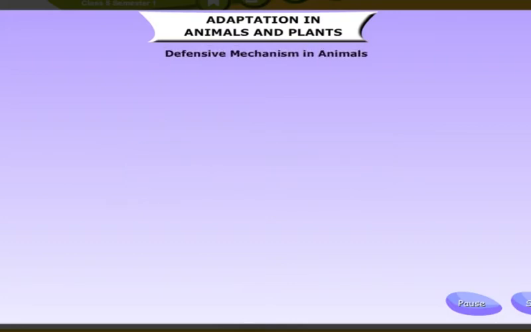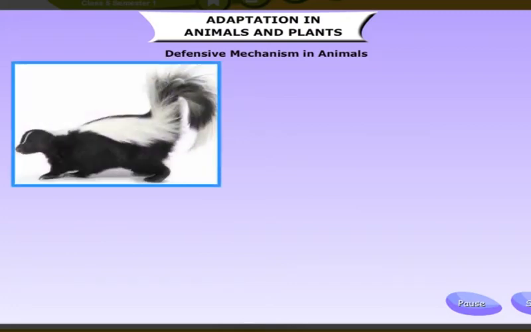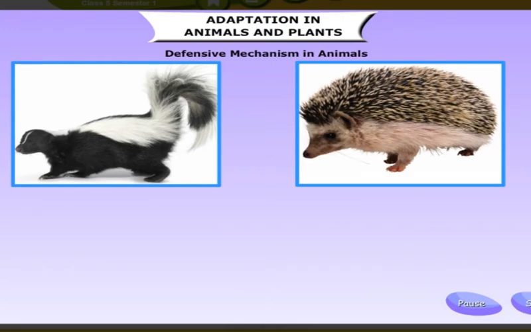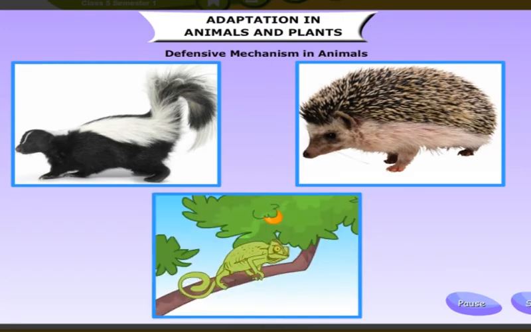Defensive mechanism is a kind of adaptation shown by animals to escape from their predators. Skunk is an animal which squirts a foul-smelling liquid to chase away enemies. Animals such as hedgehog have bristles on their body surface to be used for defense. Chameleons can change their color according to their background.